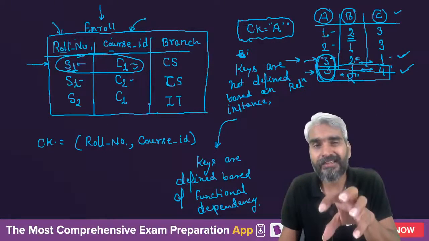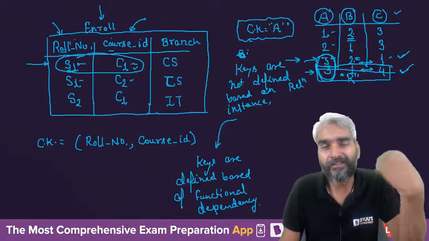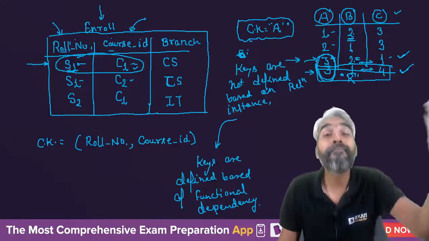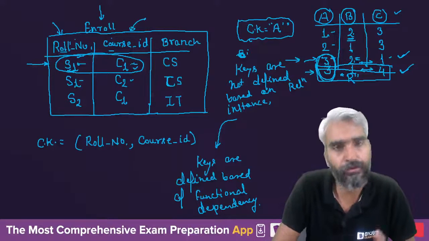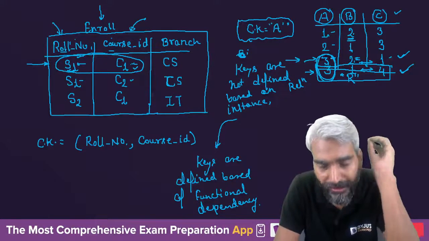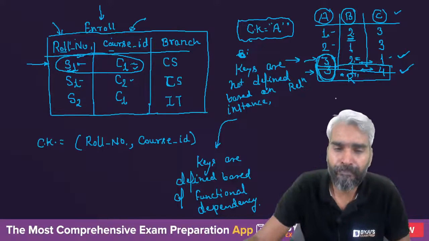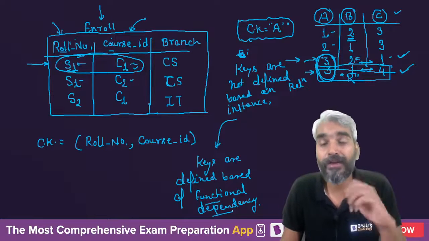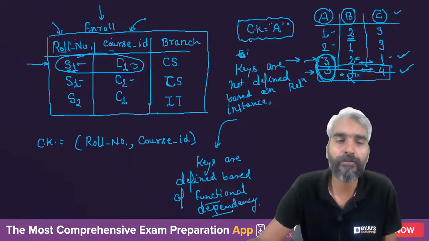But in a relational instance, if the values are unique, then it does not mean that it is a candidate key. The relational instance may change over time. So we don't know, right? The concept of key will completely depend on the concept of functional dependency, that is, what attributes together will form the candidate key.